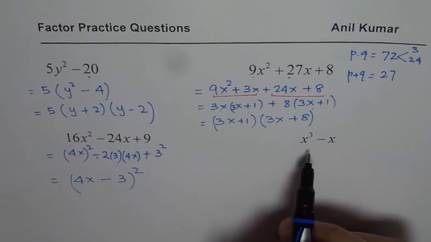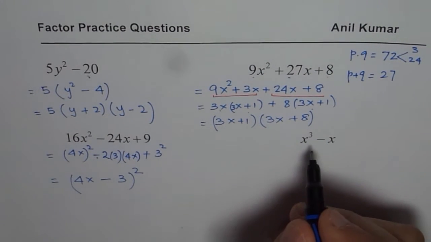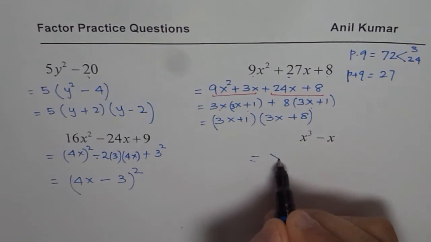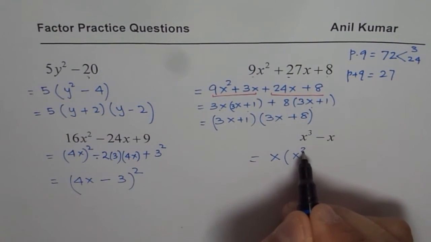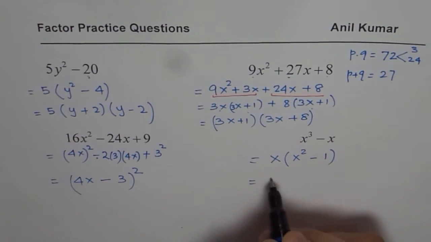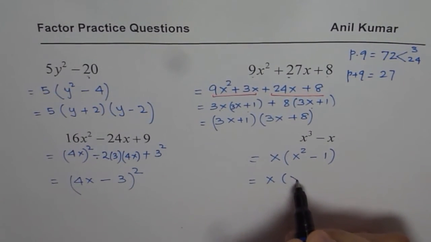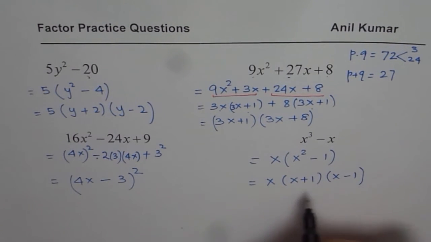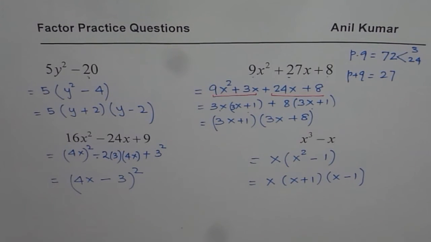Now here's the last one, x cubed minus x. So from x cubed minus x, we can first take x as a common factor. We get x squared minus 1. Now x square minus 1 is difference of squares, so that could be written as x plus 1 times x minus 1, right? So that is the factored form.